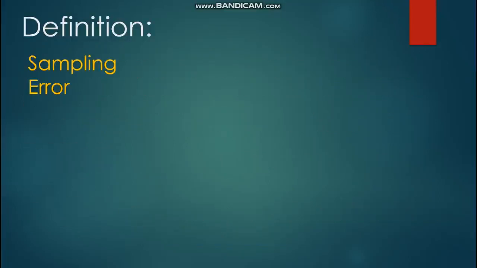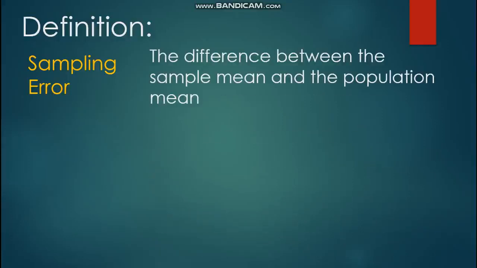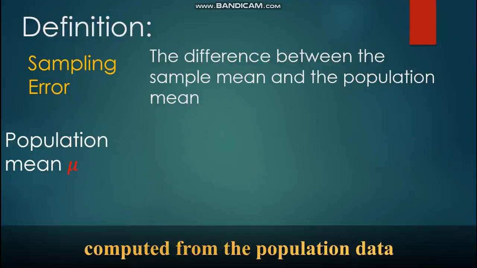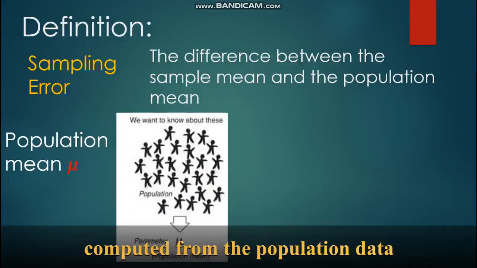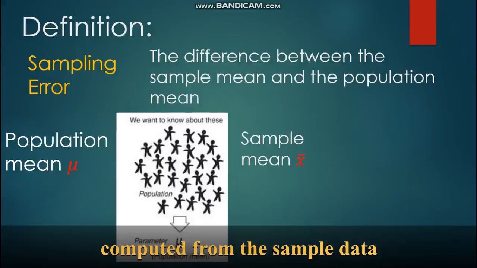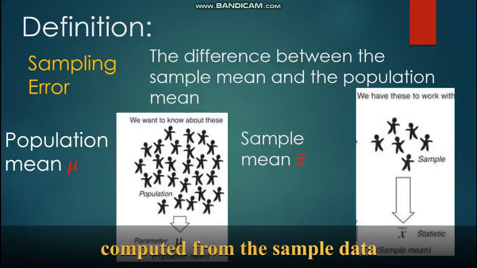Okay? And the last, in our definition of terms, we have sampling error. The difference between the sample mean and the population mean is what we call the sampling error. Let's say we have a population mean mu taken from the population data, and we have a sample mean x bar taken from the sample data. If you get the difference of the two, that is what we call the sampling error.